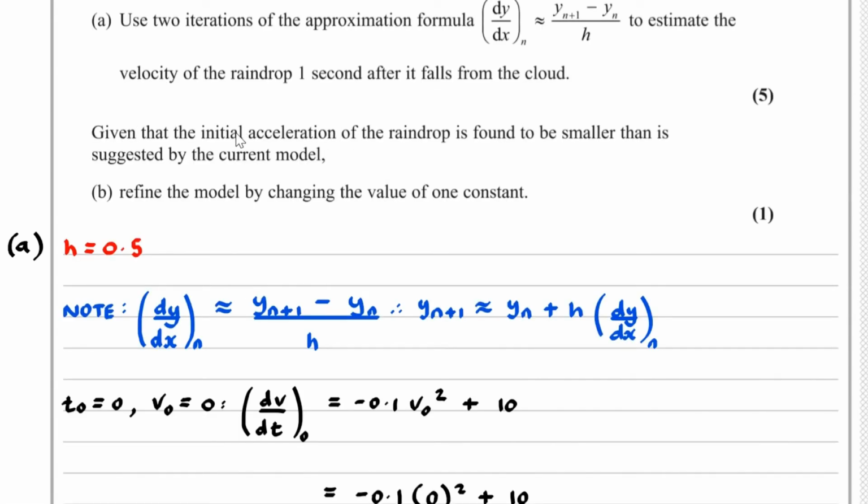Next, given that the initial acceleration of the raindrop is found to be smaller than is suggested by the current model, we have to refine the model by changing the value of one constant.